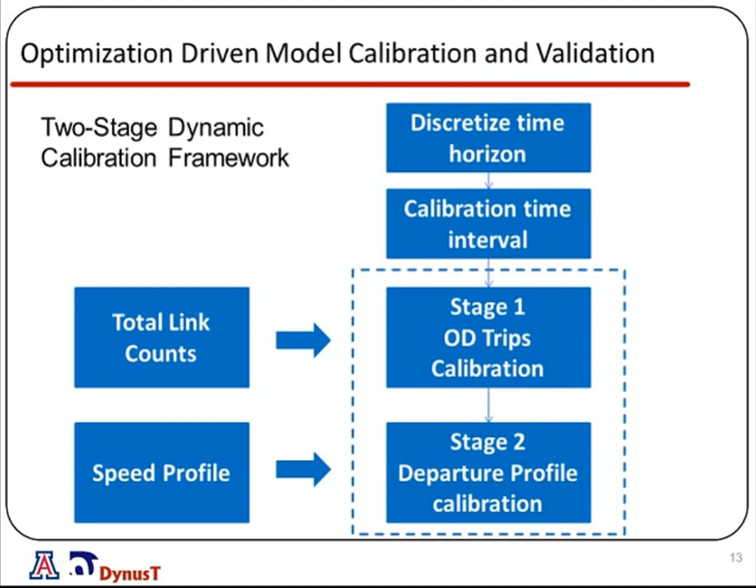The Stage 1 calibration matches for total counts, and the Stage 2 part of the calibration matches the departure profiles to help calibrate the speed profiles. Therefore, without altering the total demand and by fine-tuning the departure of different OD pairs, we can help the model better match the field-observed speed profiles.